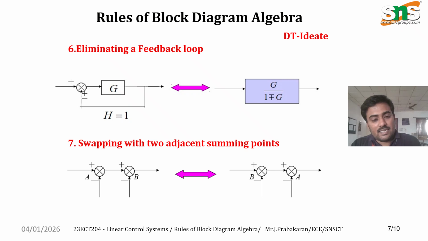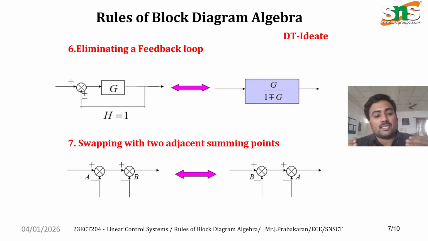Let me discuss the sixth and seventh rules. The sixth rule is eliminating the feedback loop. A feedback loop can be eliminated by using the closed loop transfer function formula. You know the open loop transfer function is G(s). For the closed loop, the feedback gain is H(s), and for unity feedback the gain is equal to 1. Here you can see the diagram.